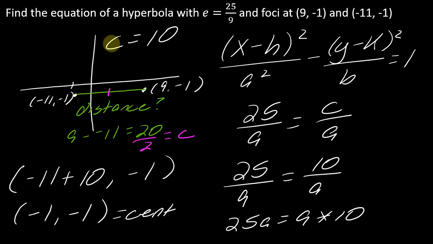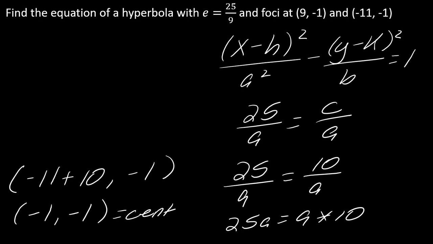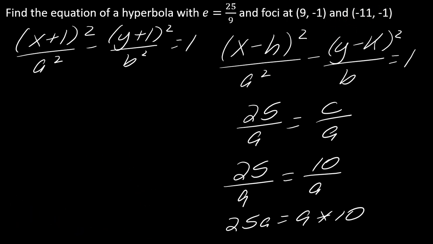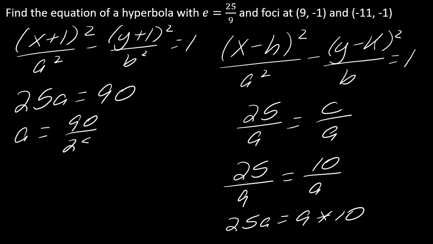Let me get rid of all this here because I'm running out of space. Actually, let me restate this. I have x plus 1 squared over a squared, and then y plus 1 squared over b squared equals 1. So that's where we are. I just want to state that so that I can make some more room for myself. Okay, so I was at 25a equals 90. Therefore, a equals 90 over 25. So that's going to be 18 over 5.